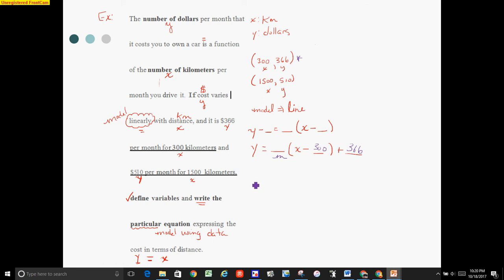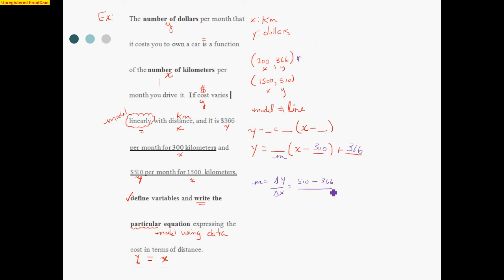How do I find the slope of any line? The slope of any line is the vertical change compared to the horizontal change. So what do I have? 510 minus 366 over 1500 minus 300. Don't forget units. The y units are dollars and the x units are kilometers.